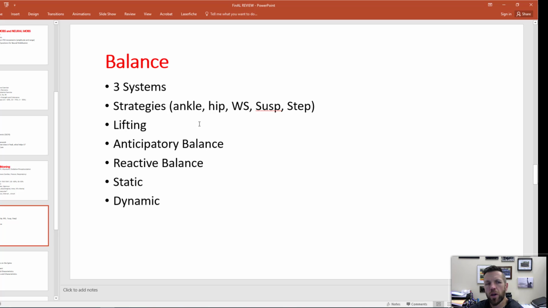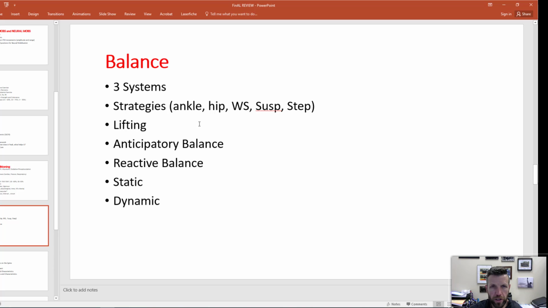And then we also want to understand, again, and you know this, the lifting is very specific here. If they have balance problems, then we're going to advise them to do a stoop lift, not a squat lift. We also know that there's two very unique things called anticipatory balance and reactive balance.